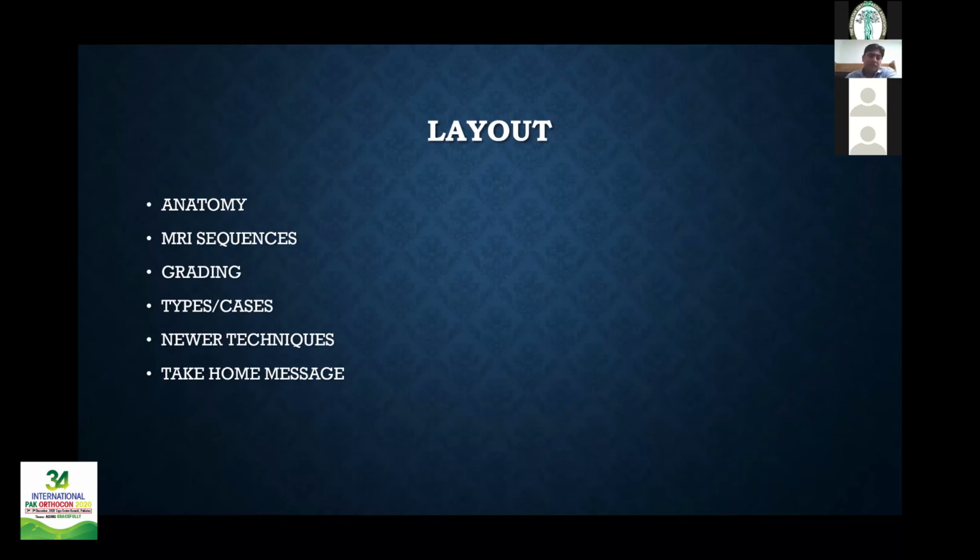And this is the layout of my presentation. I will be briefly talking about anatomy, then what the various MR sequences are that we usually perform, how you grade the patellar articular cartilage injuries, what the different types and cases are, then some of the newer techniques to map and image the patellar cartilage, and finally the take-home message.